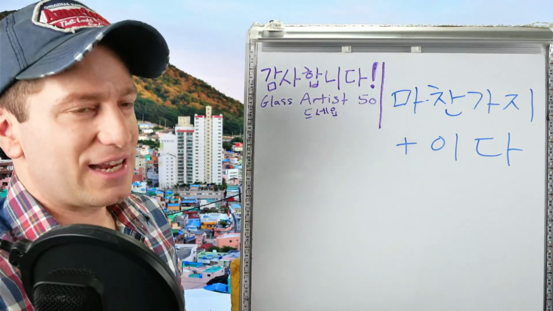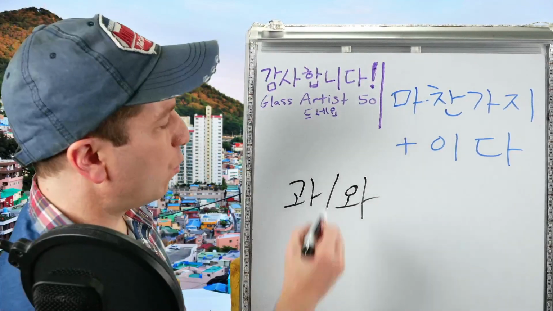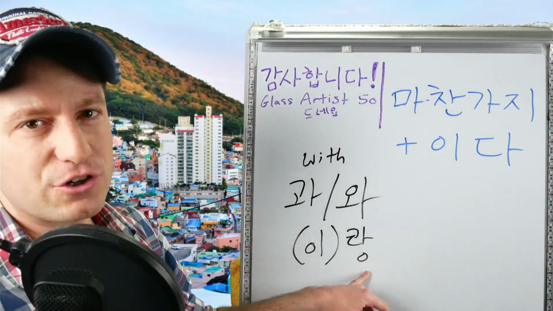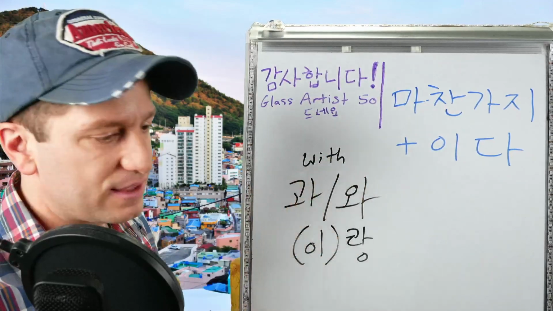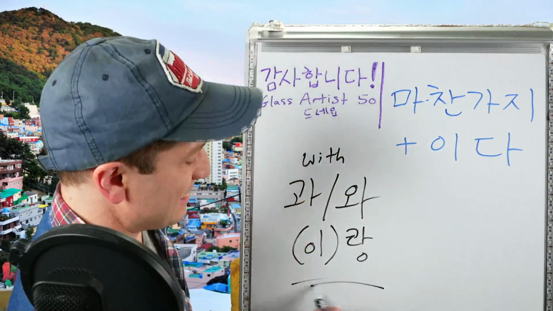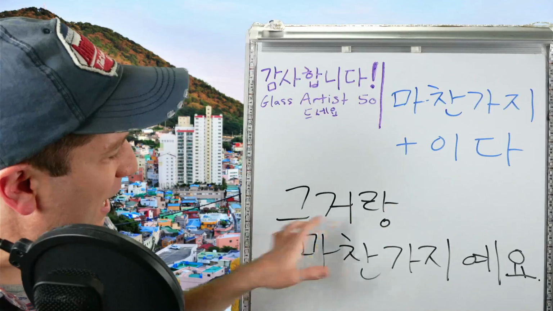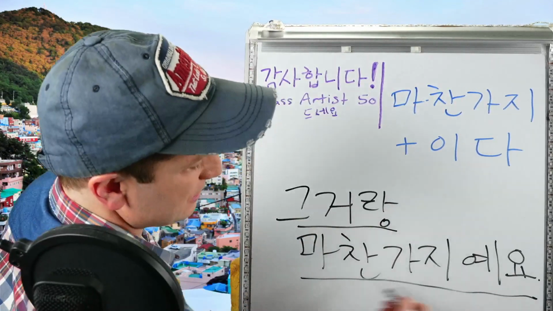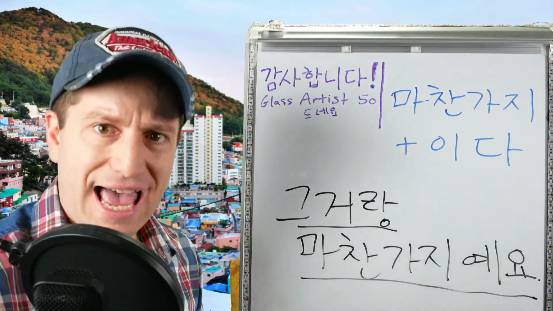You can also use it after a noun with either 과 or 와 to mean with, or in informal speech, you can use it with 이랑 after a consonant or 랑 after a vowel, which also has the same meaning, with. You can use it after a noun like this to mean also the same as or similar to. So let me show you an example of that. 그거랑, so literally with that, 마찬가지예요. It is the same with that. So that's how you would say it's the same as that.